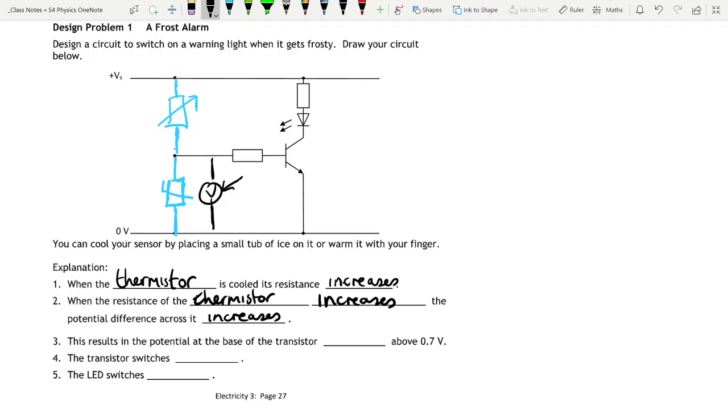If that voltage gets high enough, then the potential at the base of the transistor rises above 0.7 volts, the transistor turns on, and the LED switches on. So if it gets cold enough, the resistance of the thermistor increases, the potential difference across the thermistor increases, which then turns on the transistor, which turns on the LED.